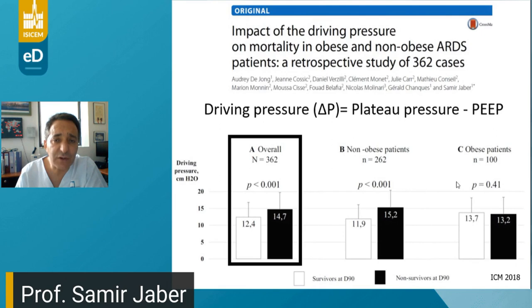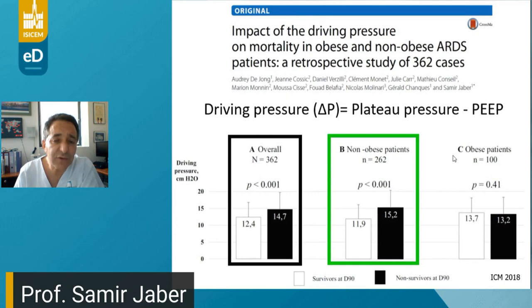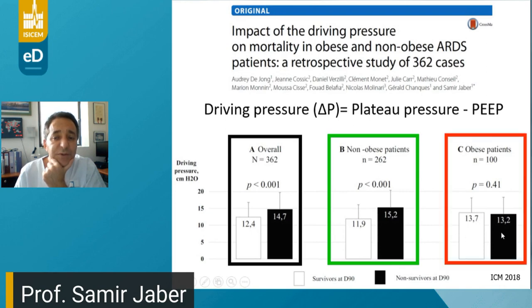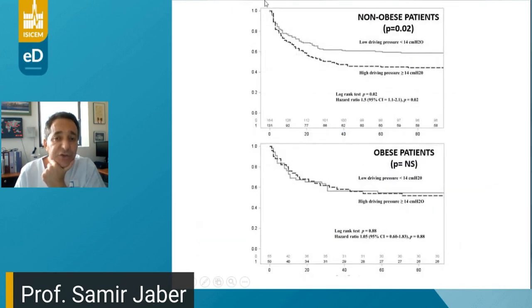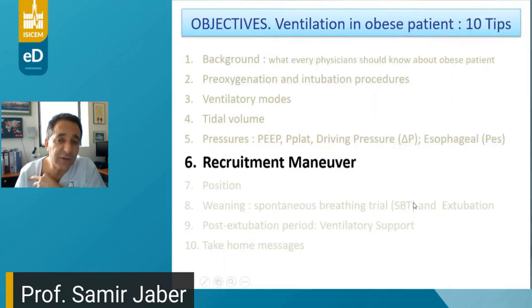However, the driving pressure, as you know, is reported to be a surrogate of mortality in ICU patients with ARDS. Reported in this study, unfortunately, in non-obese patients it's correct, as you see here, the difference between the mortality and the non-mortality patients. And in obese patients, we have no significant difference, as shown in these two Kaplan-Meier curves. This is the non-obese patients, and we use 14 centimeters of water for driving pressure. And this is the Kaplan-Meier curve for the obese patients and showed no significant difference.